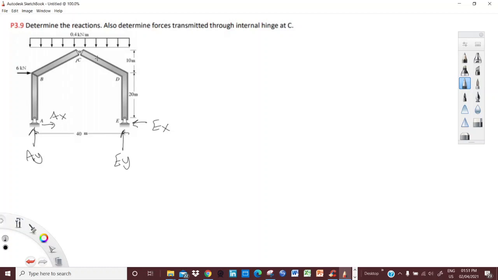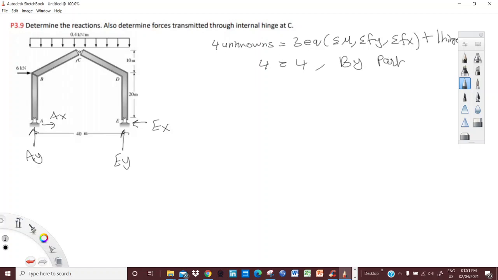Actually we have four unknowns and three equations: summation of moment, summation of Fy, and summation of Fx, plus we have the hinge. So right now it's 4 equal to 4, therefore we need to do it by parts. We need to break the structure into two. So let's break the structure.